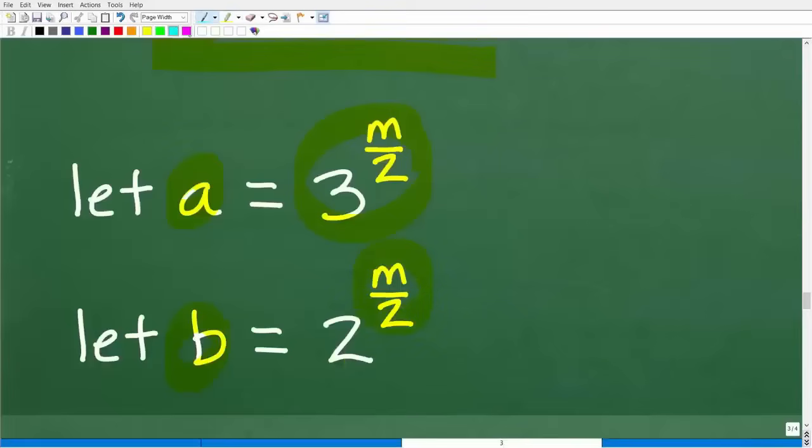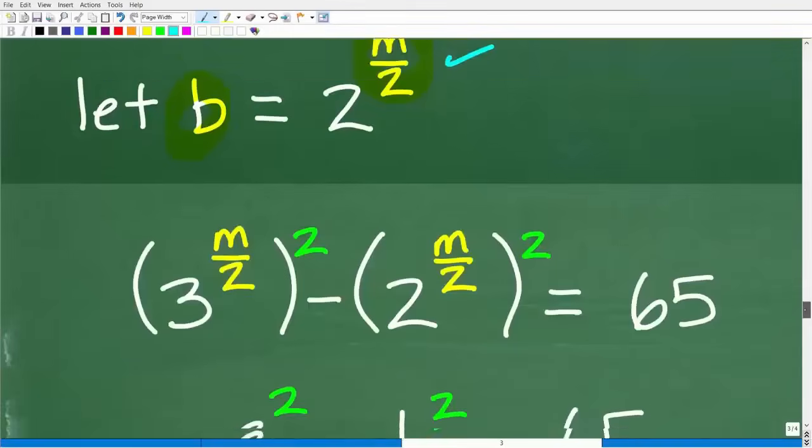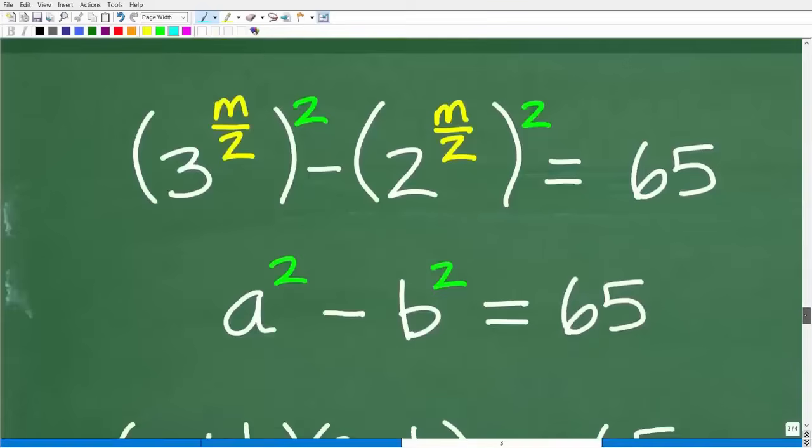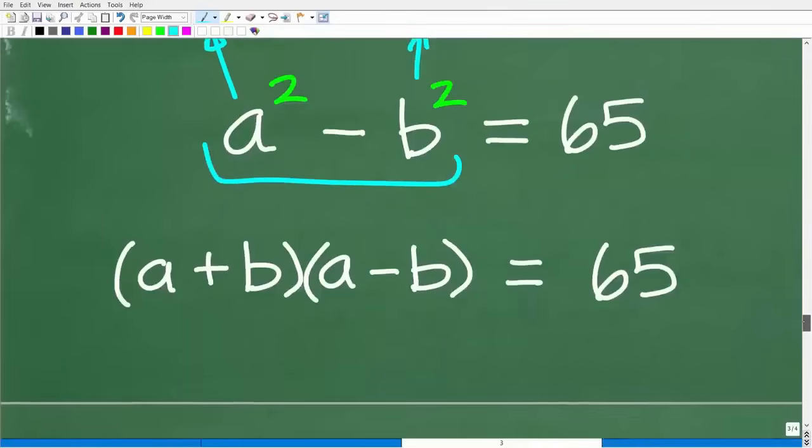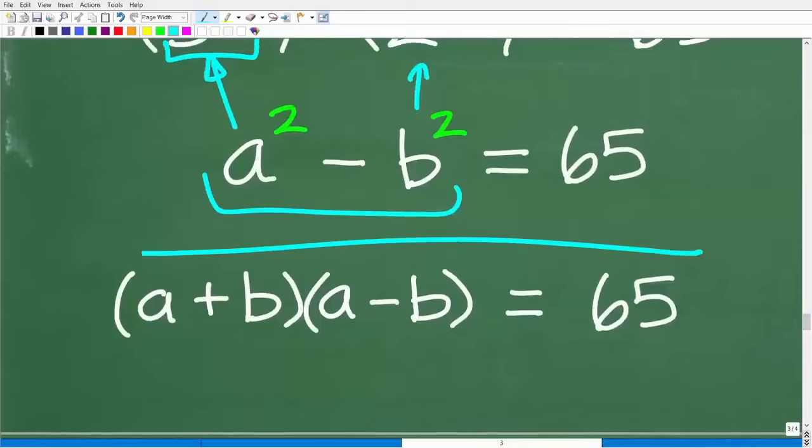And we're going to do some substitution here. So let's substitute in a and b for these powers. So this is what we're going to get. We're going to replace all of this with a, and all of this with b. So now we're down to a squared minus b squared is equal to 65, and we know the difference of two squares is a plus b times a minus b is equal to 65.